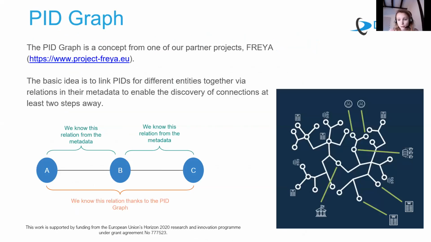Within the context of another European EOSC project, Project FREYA, which really focused on persistent identifiers, we've been working on combining all that information, on connecting all these persistent identifiers to start creating a graph. We call that the PID graph. As you can see on my screen, we know the relationship between A and B from the metadata, and we know the relationship between B and C from the metadata. Because we're now connecting all that information, we also know the relationship between A and C.